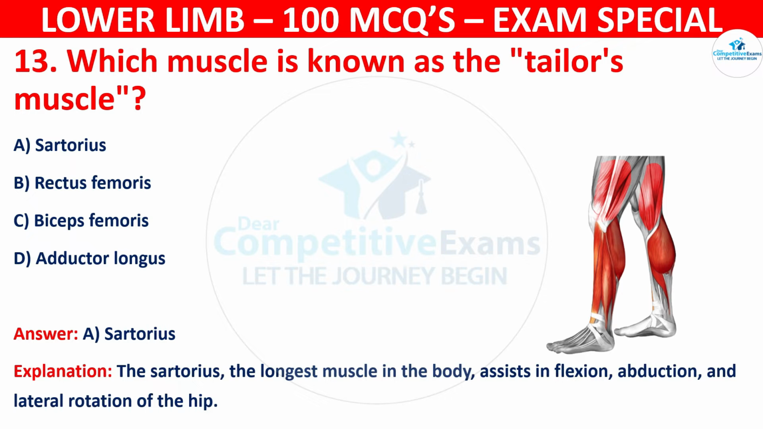The sartorius, the longest muscle in the body, assists in flexion, abduction, and lateral rotation of the hip.